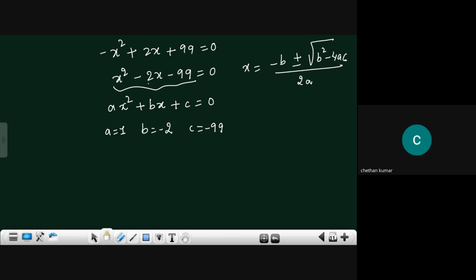Can you find out the roots of this quadratic equation? Yes or no? What is x value? I think you will get 2 roots, right? 2 roots you will get. What are the 2 roots?